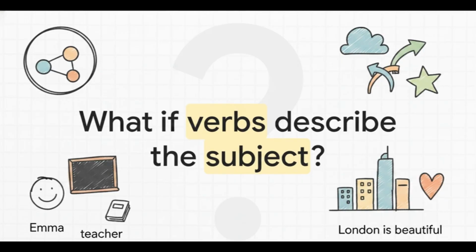But hey, before we completely wrap up today's explainer, I want to leave you with something to think about. We just mastered verbs that transfer action directly to an object, but what happens when verbs don't have objects at all, and instead they just describe the subject, like in a sentence such as, "Emma is a teacher" or "London is beautiful"? Who exactly is receiving the action there? Well, the answer unlocks a brand new pattern, the subject plus verb plus complement, which we are going to dive straight into next time.